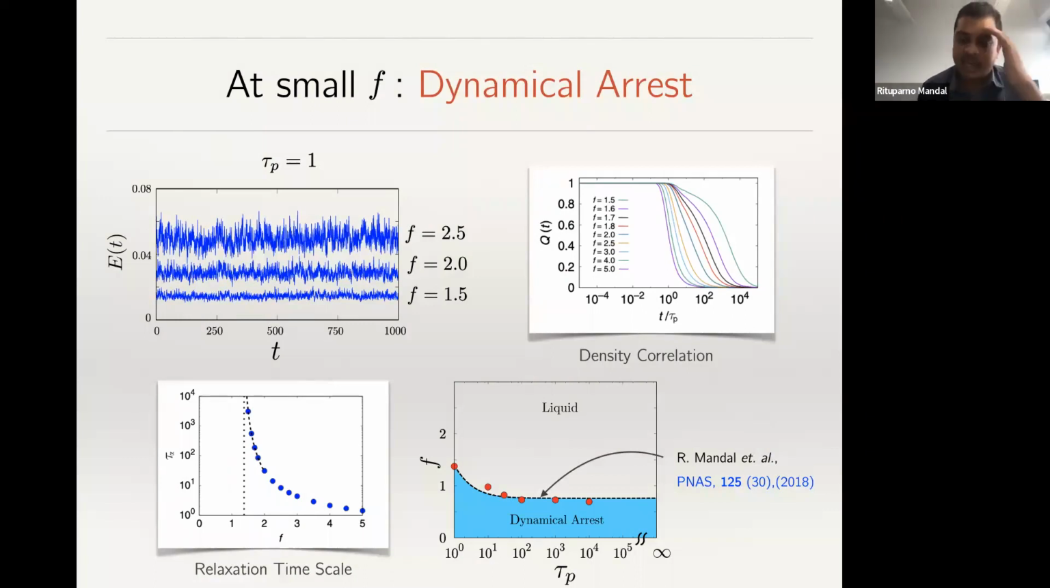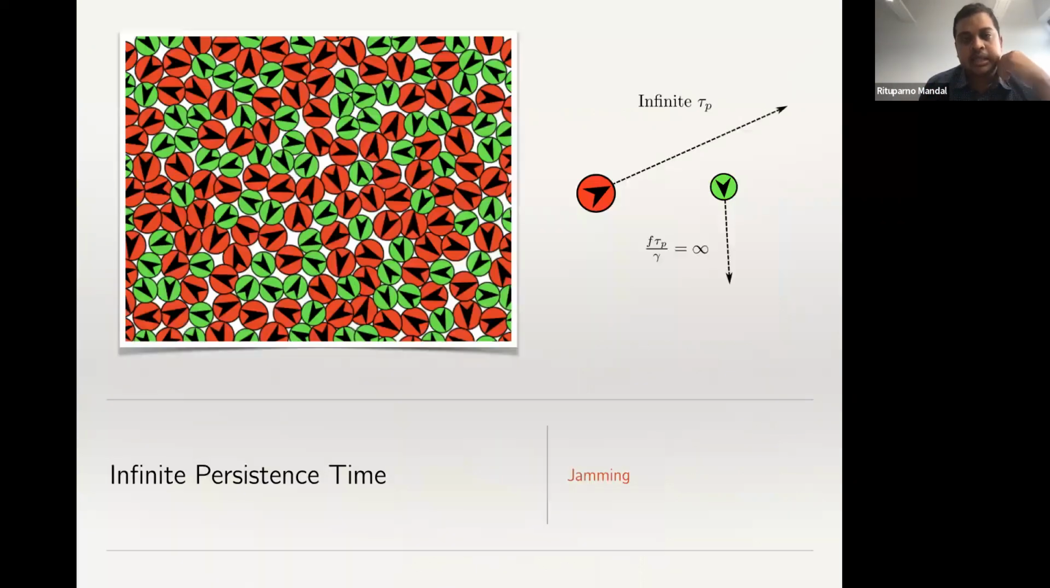Please go ahead. Yeah, so the main thing that we observe here is that at large forcing, the system is behaving like a liquid, and as we decrease the forcing, it undergoes some kind of dynamical arrest, right? Then we move on to the other limit, where tau p is infinite, so tau p is very, very large.